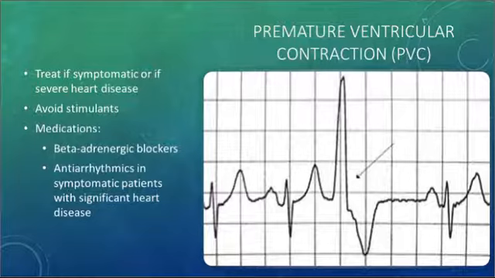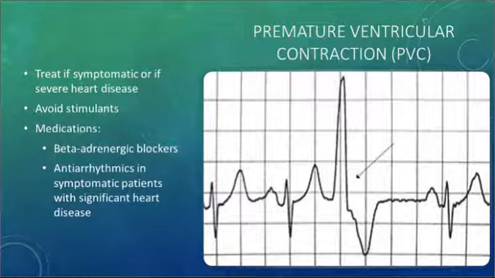PVCs are often caused by stimulants such as cocaine or excessive caffeine. Treat by withdrawing the irritant. If needed, you can use beta blockers or antiarrhythmics if the person is very symptomatic or has significant heart disease.